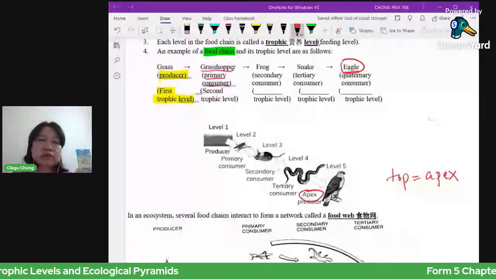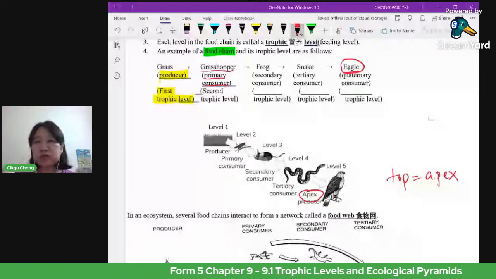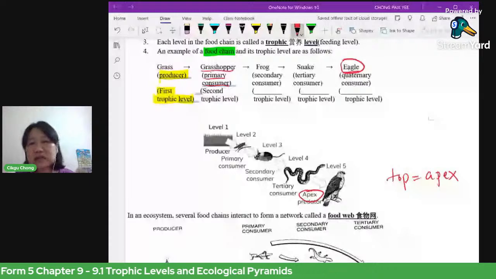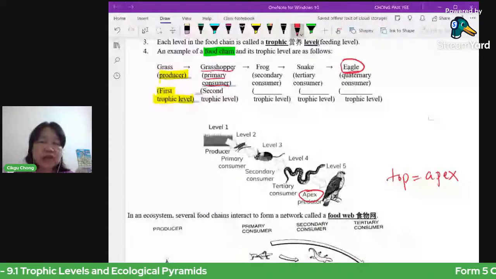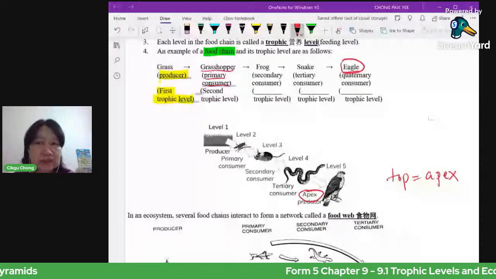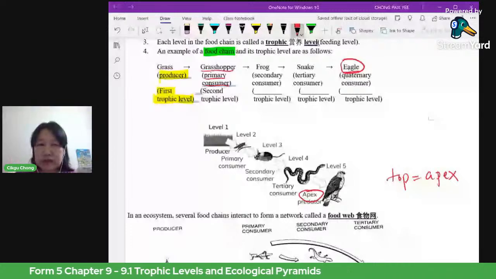We make use of a lot of things. We will kill a lot of animals to use as medicine, you know, the Chinese medication and all that. That doesn't count because we're not taking it as food for nutrition. I'm not taking it for medicine purposes, that's a different story. Okay, so the apex predator is the highest.